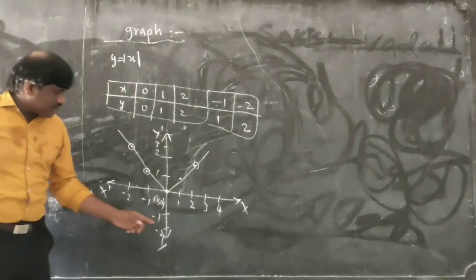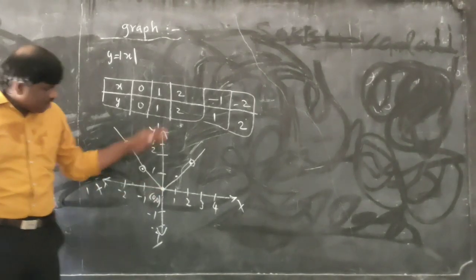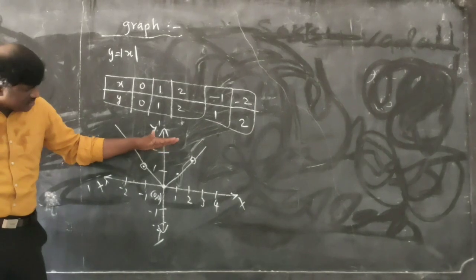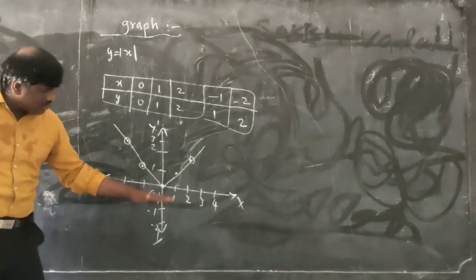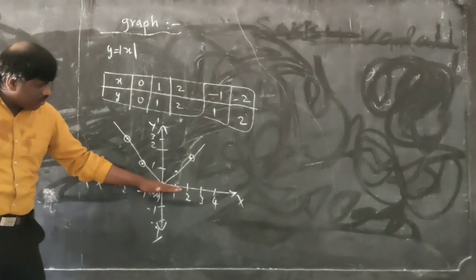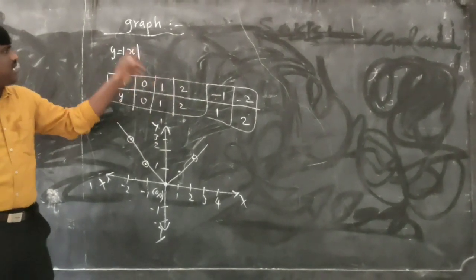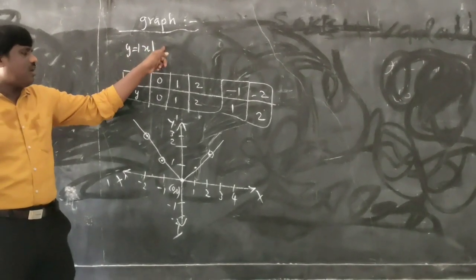If we see the y-axis, the numbers on the graph are at 0 and above 0. The graph is not below the x-axis. So the graph is at 0 and above 0, positive always. That is the reason y equals mod x will always give a positive output.